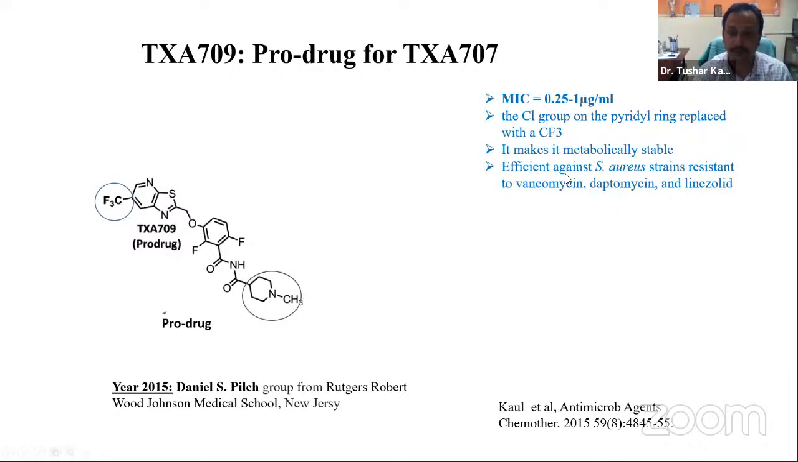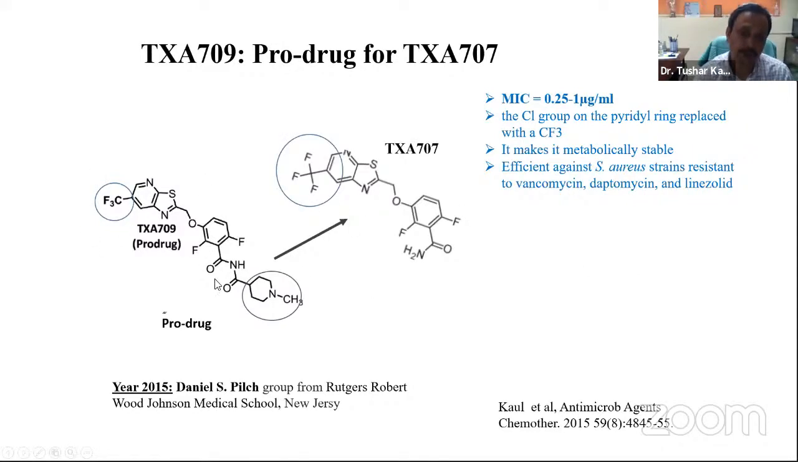that makes it metabolically quite stable, and it is quite efficient against Staph aureus strains that are resistant towards vancomycin, daptomycin, or linezolid. Okay, now this is also a prodrug. That means this drug will convert into TXA707.